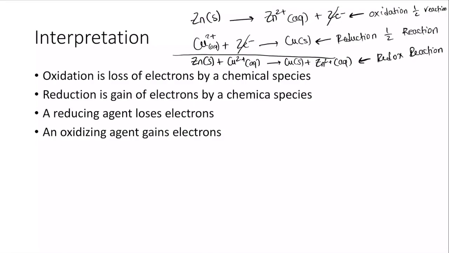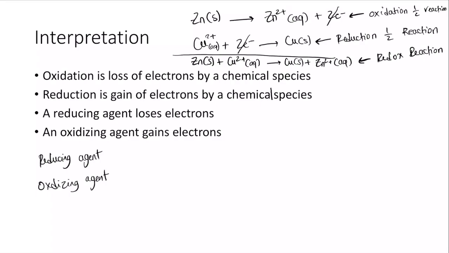Okay, so oxidation is the loss of electrons by a chemical species. Reduction is the gain of electrons by a chemical species, sorry for the typo. Now here it's a little bit tricky how the reducing agent loses electrons and the oxidizing agent gains electrons. In order to make it easier to understand, think about it this way, the reducing agent and the oxidizing agent.